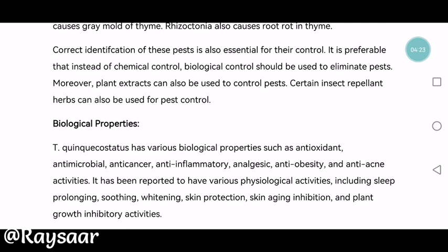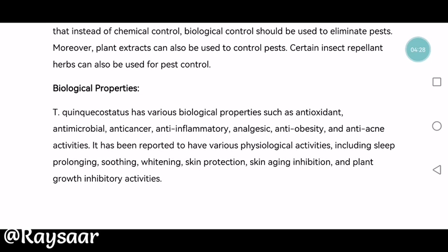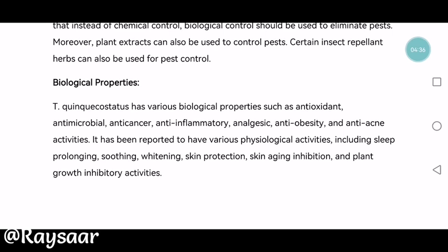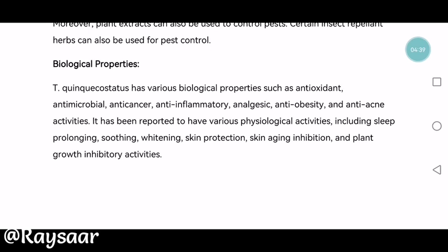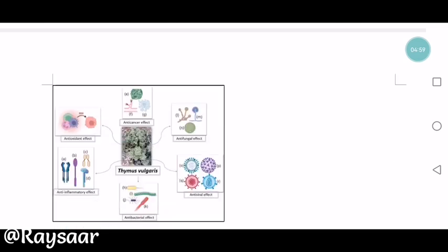Then its biological properties. Thyme has various biological properties such as antioxidant, antimicrobial, anti-cancer, anti-inflammatory, analgesic, anti-obesity, and anti-acne activities. It has been reported to have various physiological activities including sleep prolonging, soothing, whitening, skin protection, skin aging inhibition, and plant growth inhibitory activities.